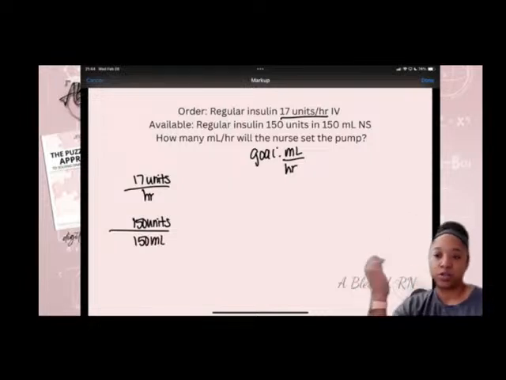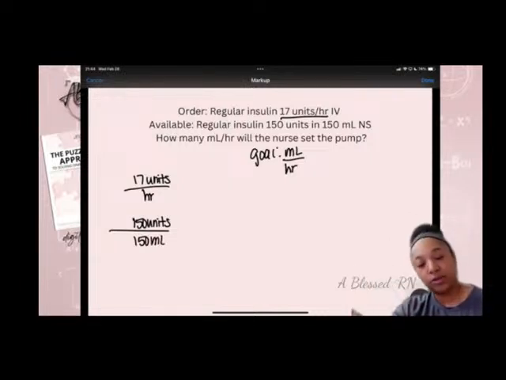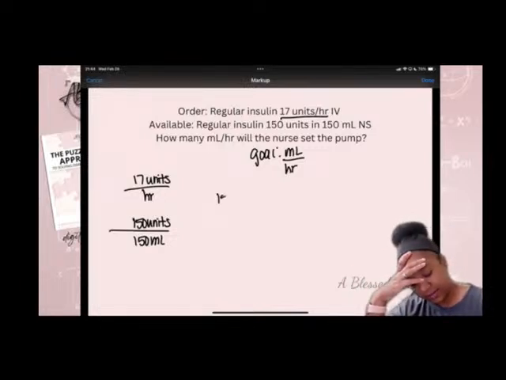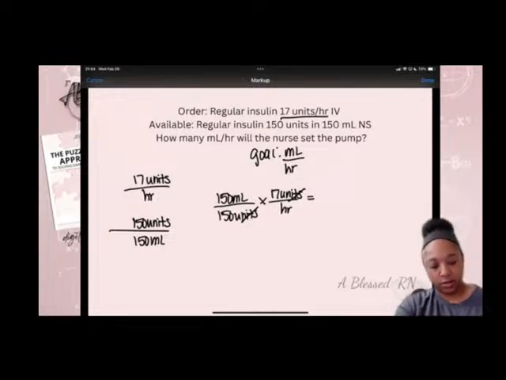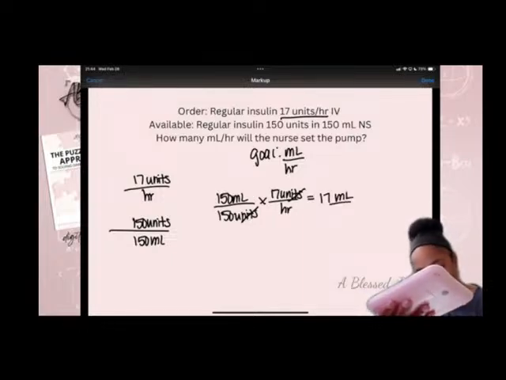Okay, so what are we gonna do? The same thing that we've been doing all night. Y'all picking up what I'm dropping? All right, 150 mL over 150 units. We need units at the top, so that's 17 units per hour. Units cancels out, and now you have milliliters per hour. No math needed until the end. 150 times 17 divided by 150 will be 17 milliliters per hour.